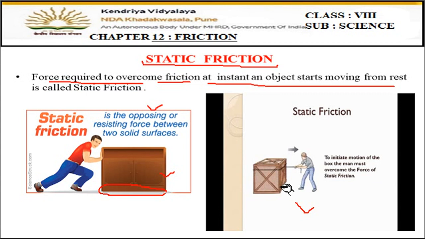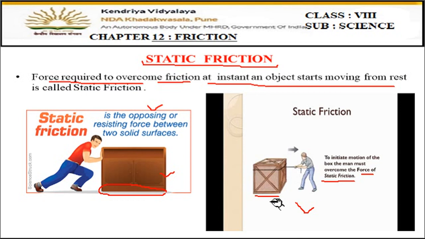So what the person has to do first, the person has to apply the force. But how much force has to be applied? The force applied by the man should be the force of static friction. The friction which is acting between the box and the surface is very strong, is more. So the person has to apply force which should exceed this frictional force, and this frictional force is the static frictional force. Static friction which acts between the resting objects.